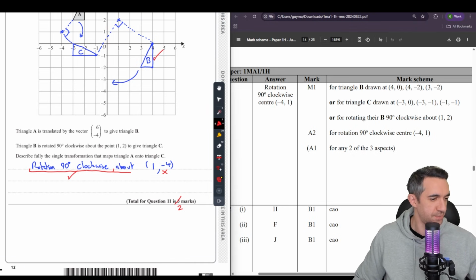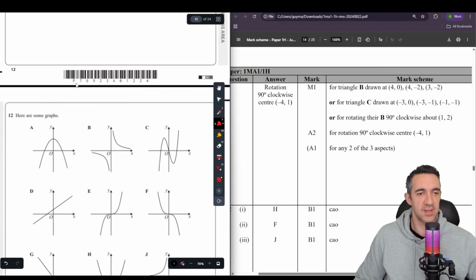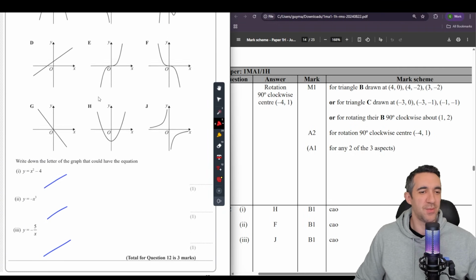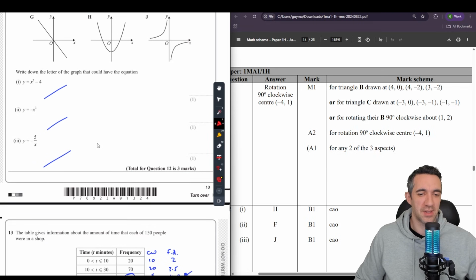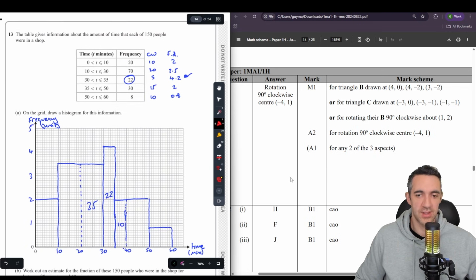Let's go and add our 2 marks on. So 2 marks here, 21. We're nearly at a grade 5. Nearly hit a grade 5. Let's see. Oh, we couldn't do this one because it was 1 mark parts. That was a killer, that one. That really did hit the marks hard. All right, the histogram.